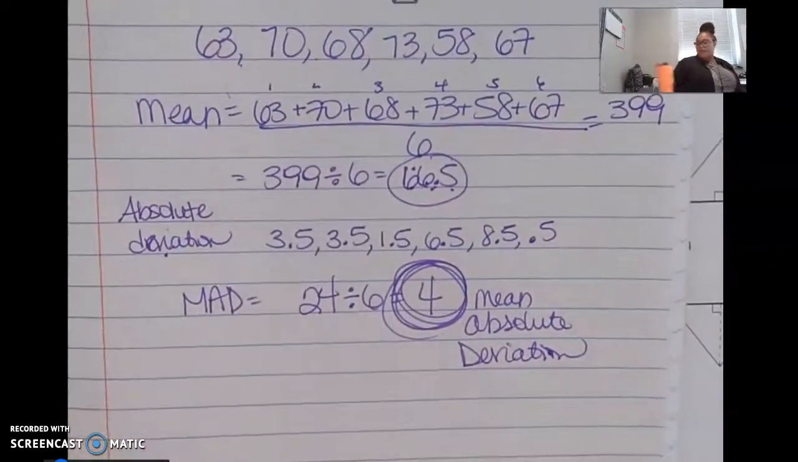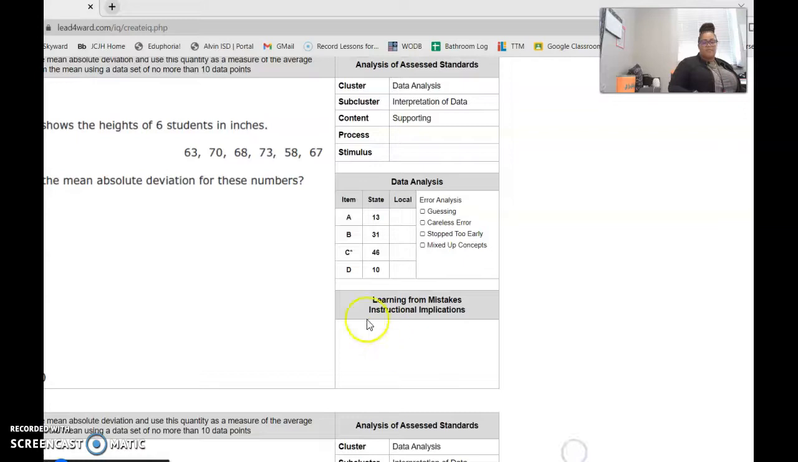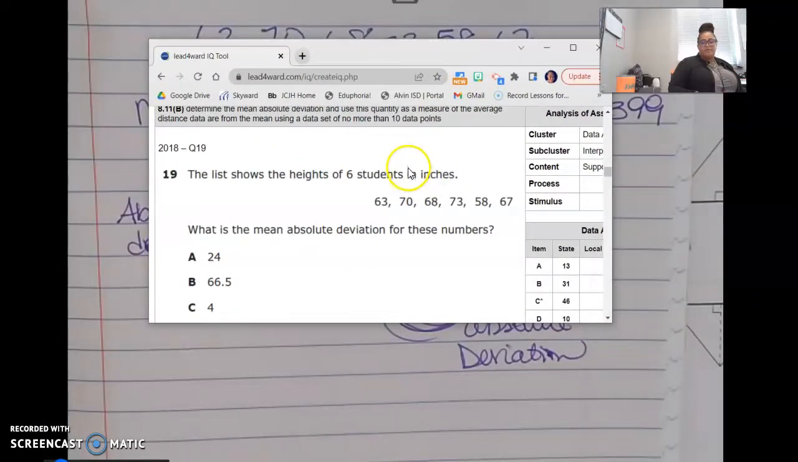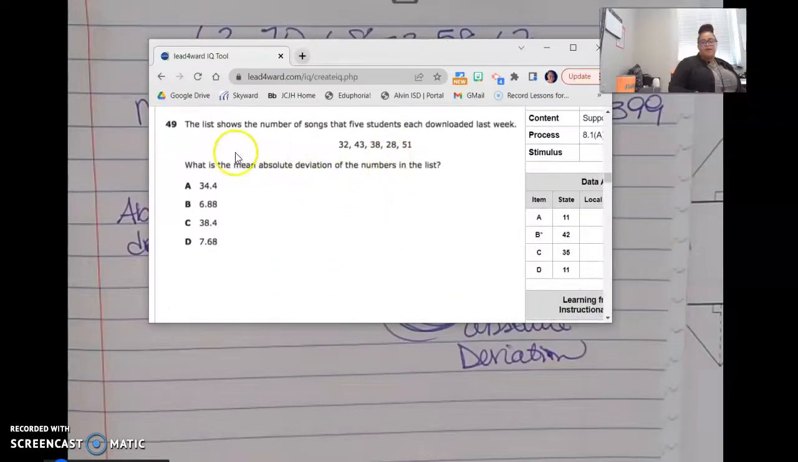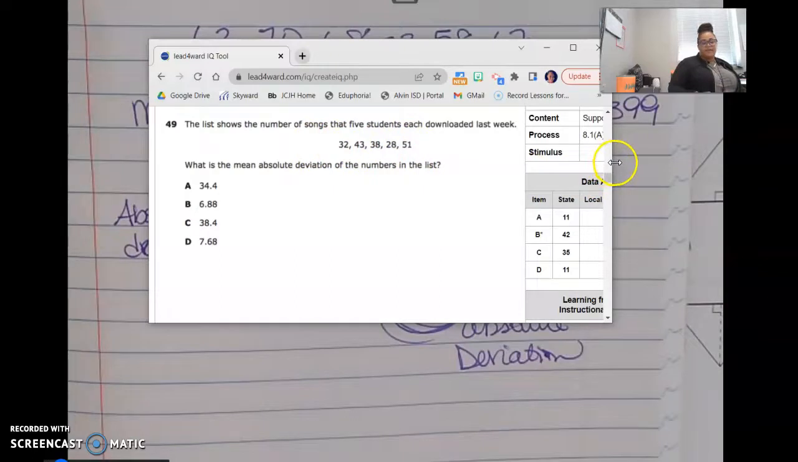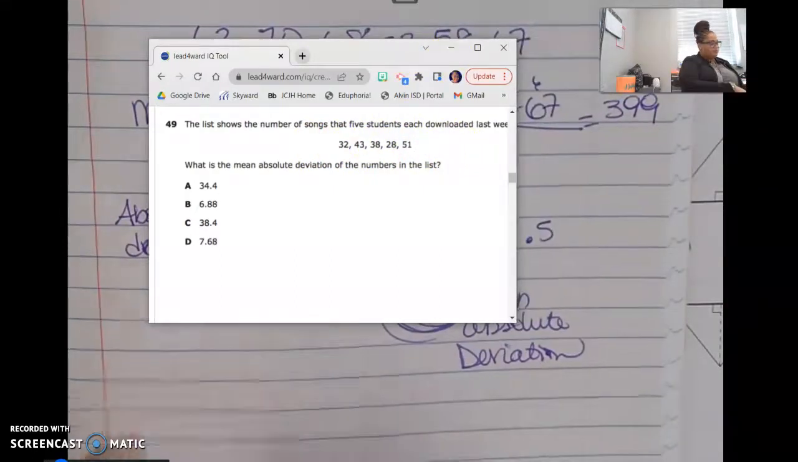Okay, now the next question. The list shows the number of songs that 5 students each downloaded last week. What is the mean absolute deviation of the numbers in the list? Write the numbers down. 32, 43, 38, 28, and 51.